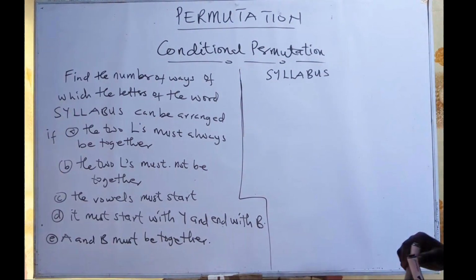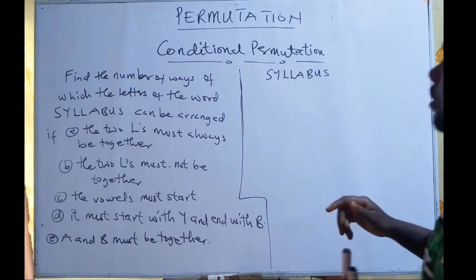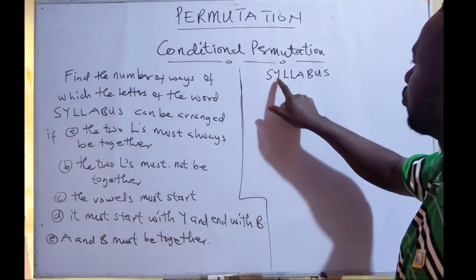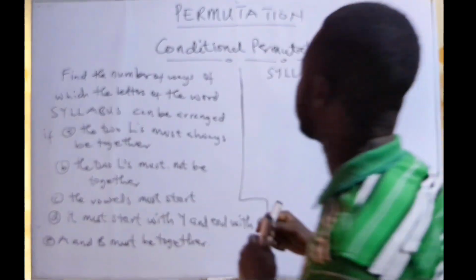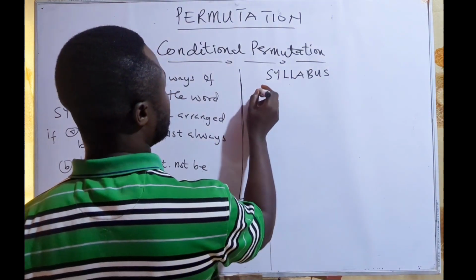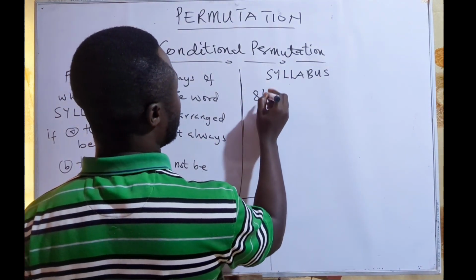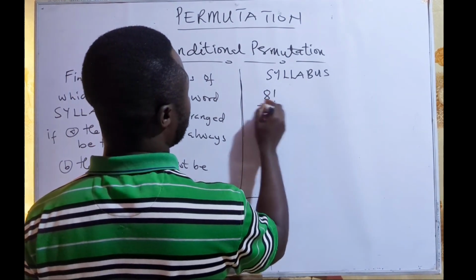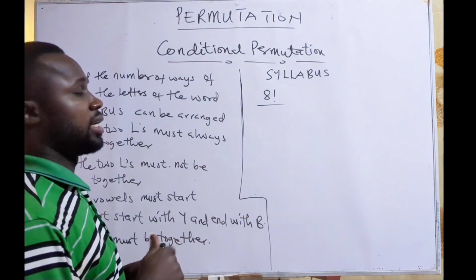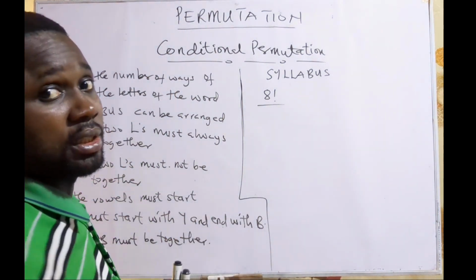Okay, so with the word syllabus, we have how many letters? 1, 2, 3, 4, 5, 6, 7, 8. So that will be 8. The arrangement will be 8 factorial. Then let's check. I think there are letters that are identical.